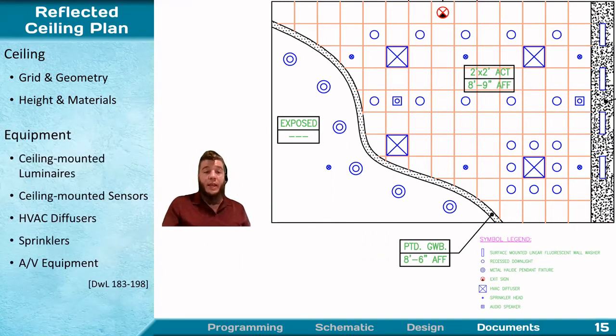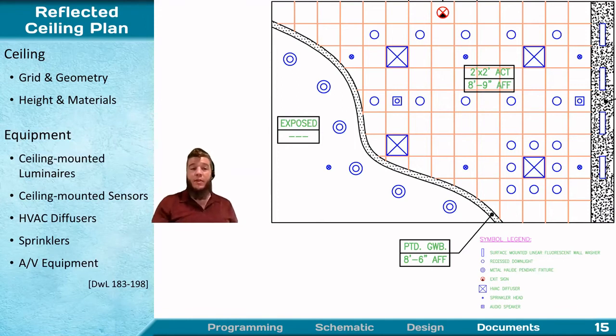Bringing it back to lighting, the equipment that we're going to include on the reflected ceiling plan is all ceiling mounted luminaires. Now, that explicitly does not include wall mounted or floor mounted luminaires because this is a reflected ceiling plan. Essentially, the way you should think about this is it's a section view where you take a cut right below the ceiling and you're looking straight up. So that's what a reflected ceiling plan is. You're reflecting just the ceiling.